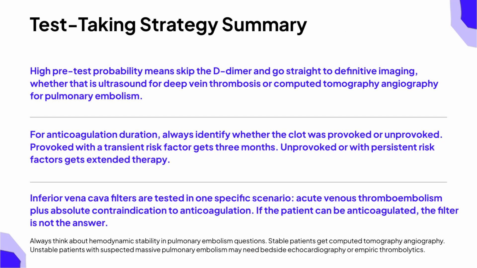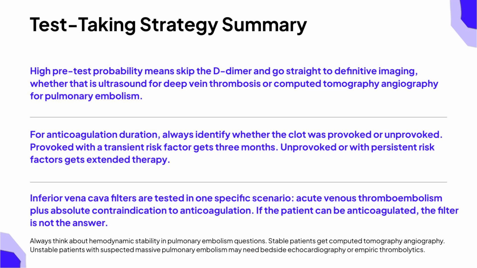Let us wrap up with a summary of the key test-taking strategies you should take with you. First, when pre-test probability is high, skip the D-dimer and go straight to definitive imaging. Second, always determine if a clot was provoked or unprovoked to decide the duration of anticoagulation. Provoked means 3 months. Unprovoked means extended therapy.